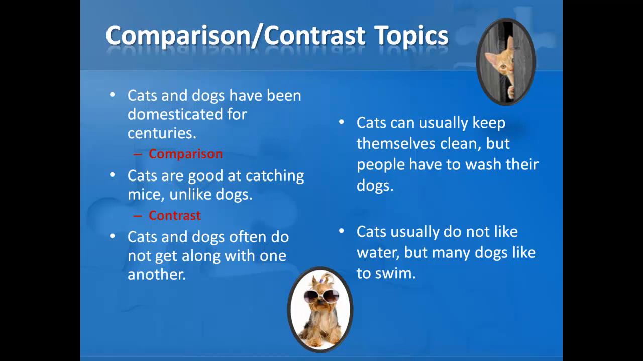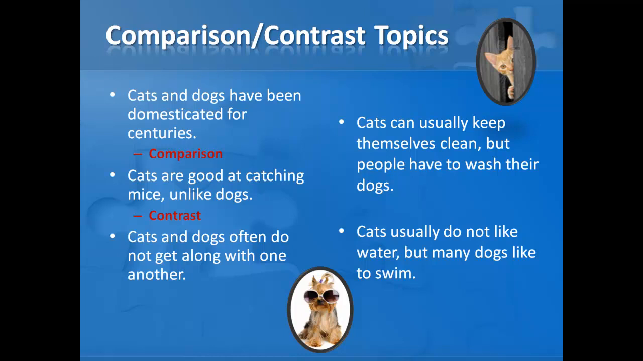In the first bullet, cats and dogs have been domesticated for centuries. Your clue word is and, right? Similarities, comparison. In the second bullet, cats are good at catching mice unlike dogs. Your clue word is unlike, meaning they are different in some particular way. In this case, at catching mice.